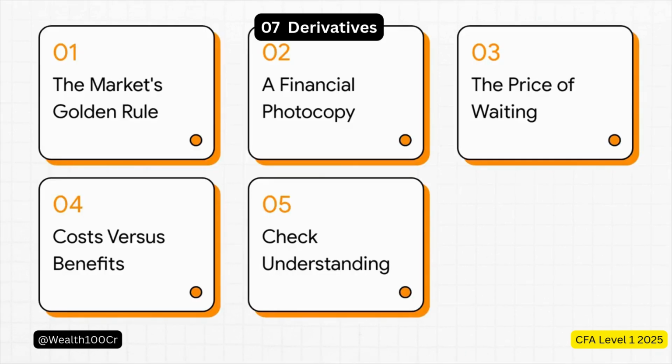Here is our plan for today. First, we will learn the most important rule of all, what I call the market's golden rule. Then, we will learn how to make a financial photocopy. It sounds interesting, no? After that, we will talk about the price of waiting.